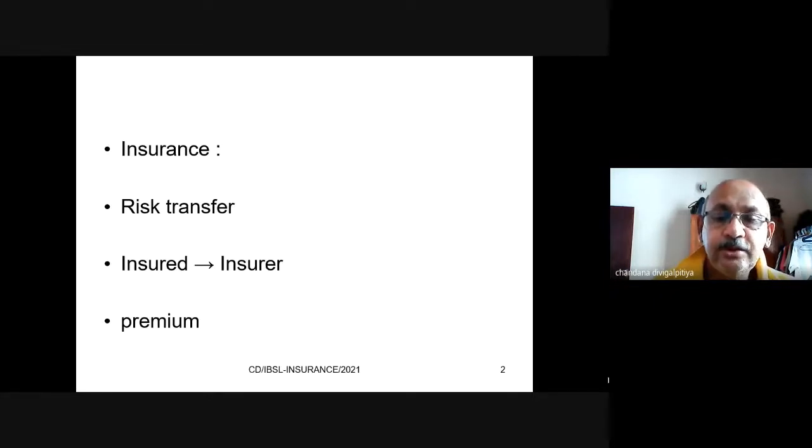There are 3 main components in insurance. One is you get the risk transfer. So you talk about the transfer from one party to another, insured to insurer. And it's a transaction. It has to be done at a premium. So we will go into detail what I'm talking about. If you see the next slide.